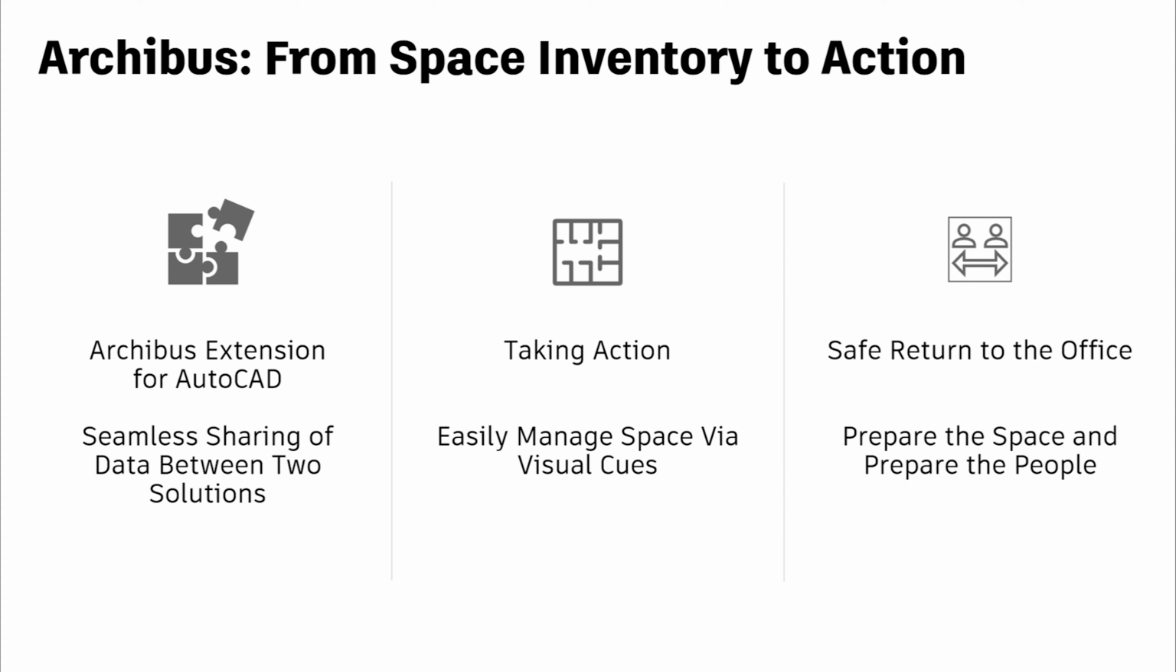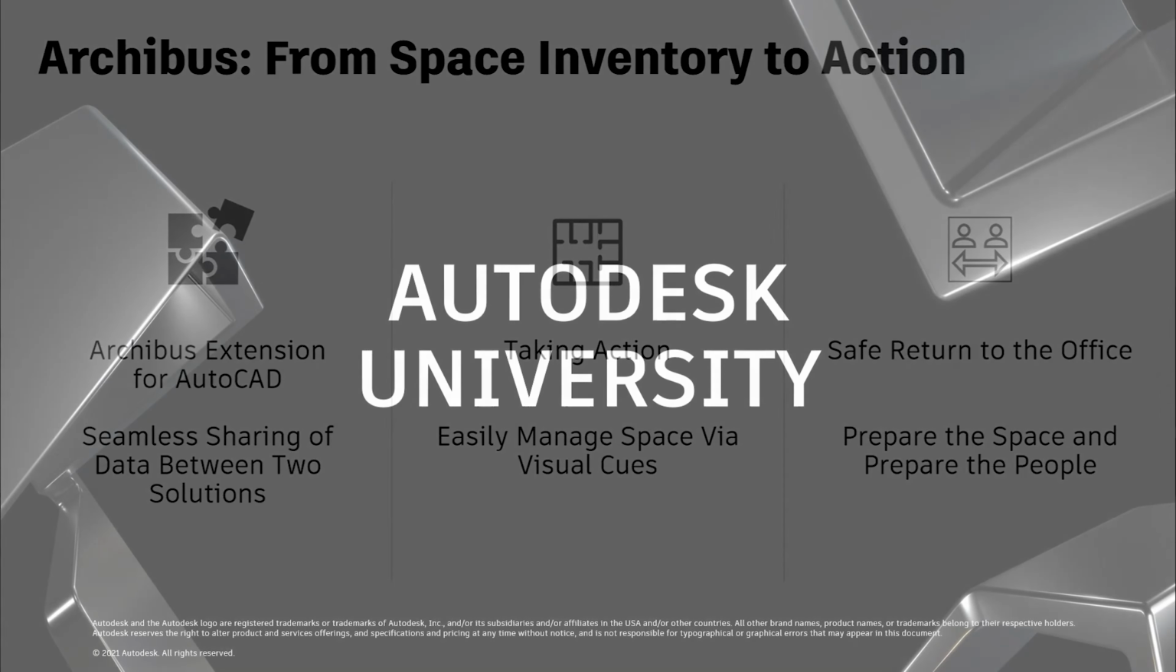And then finally, we also took a look at how you can leverage the Arquebus solution, enriched with information from AutoCAD, to plan for that safe return to the office. How best you prepare the space for safe occupancy that's adhering to the social distancing guidelines in your region. And then how do you prepare the people? How do you initiate that communication loop that's going to lead to just a great experience on the part of those that are coming back into the office in either a traditional fixed seating perspective or from a hybrid perspective as well.